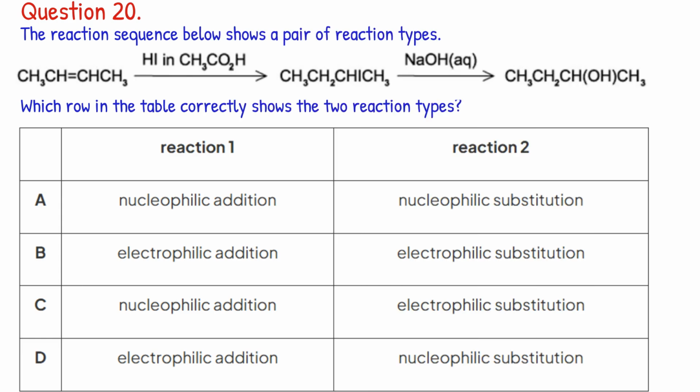Question 20. The reaction sequence below shows a pair of reaction types. Which row of the table correctly shows the two reaction types? The correct answer is D.